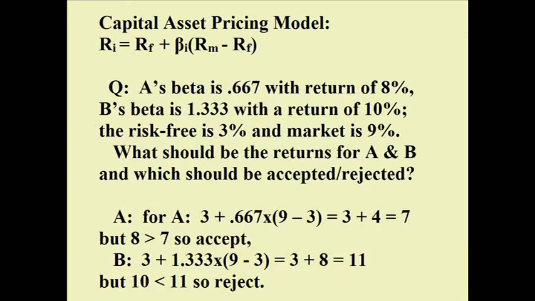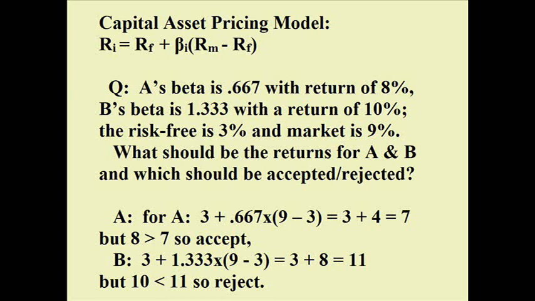So let's take that, what we now call the CAPM. The intercept is risk-free, plus the beta, the covariance divided by the variance if you insist, times the market premium, which is the return of the market minus the risk-free. Let's say we have two securities, investments. A has a beta of 2/3 and makes 8. B has a beta of 1 1/3, 4/3 if you like, and a return of 10%. The risk-free is 3, and the return to the market is 9. The market premium is 6. What should they be, and should we accept or reject?